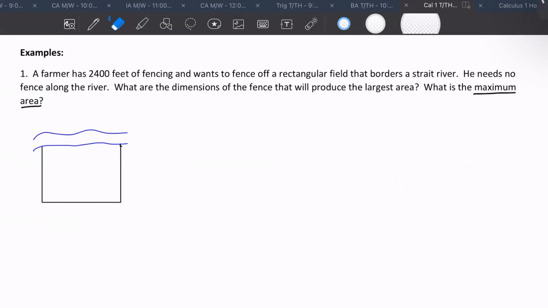Okay. This says a farmer has 2,400 feet of fencing and wants to fence off a rectangular field that borders a straight river. He needs no fence along the river. What are the dimensions of the fence that will produce the largest area? What is the maximum area?